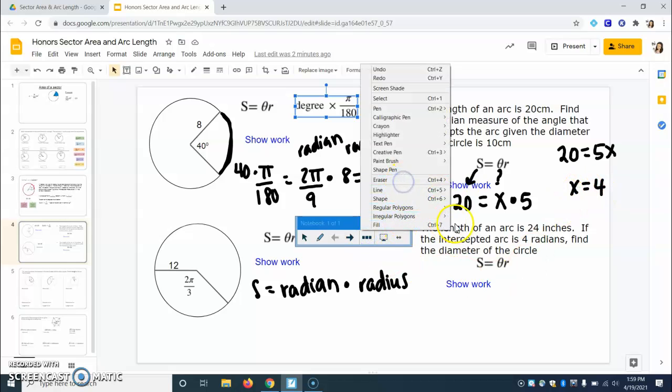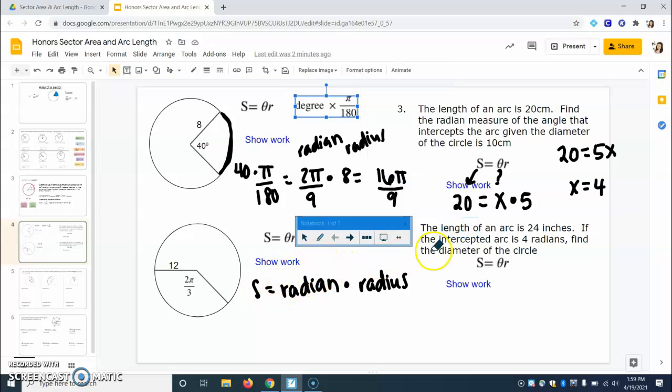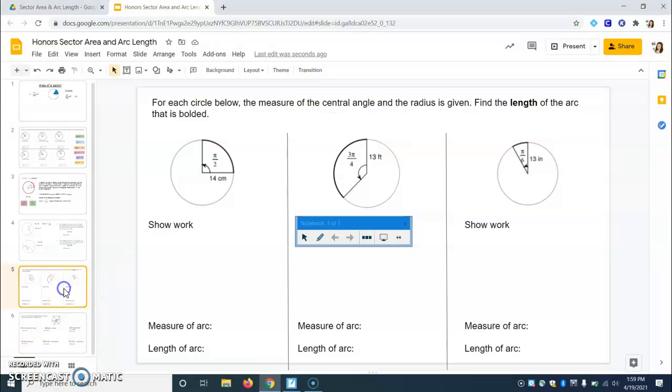All right, so you can try to finish this circle question down here, and you can finish number 4. All right, you should be able to do slide 5 the same way, and you don't have to worry about that. Right now we're just doing the length of the arc.